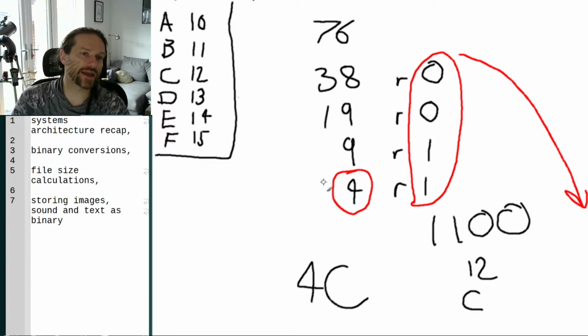Does that make it a little less bothersome doing that conversion?